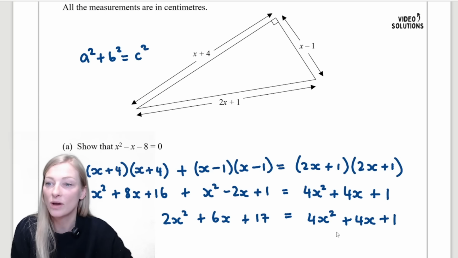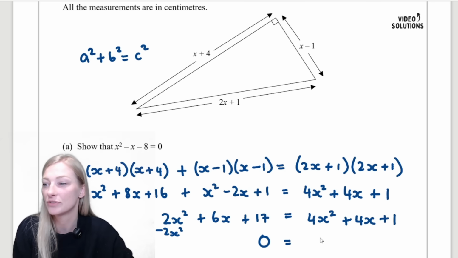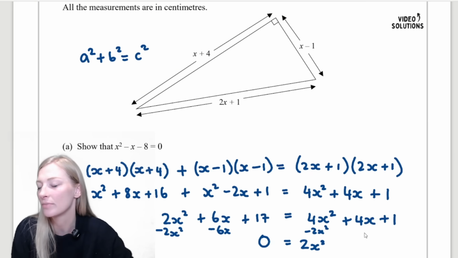Let's now make one of these sides equal 0 as per the equation that we've got, and if we wanted to solve it, we would do that anyway. I'm going to subtract 2x squared from both sides. So that leaves me with 2x squared. I'm then going to take 6x away from both sides. That leaves me with minus 2x.